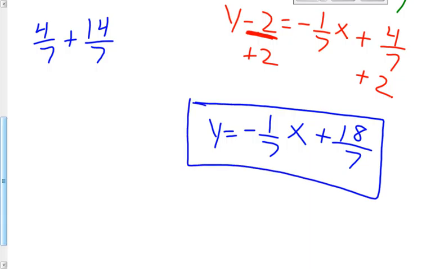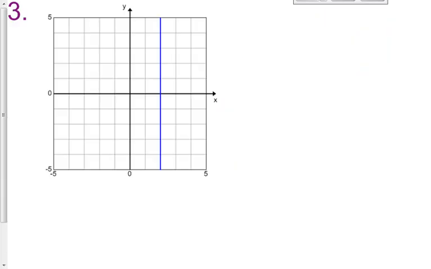I was given my graph. With my graph, I was able to find my slope. However, I wasn't able to find my y-intercept. So if that's the case, you have to put it into point slope form and then change it into slope-intercept form. Y equals -1/7 x plus 18/7. Moving on to the next one, number 3 is actually very, very simple.